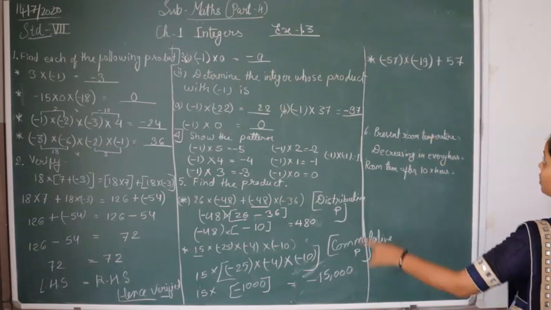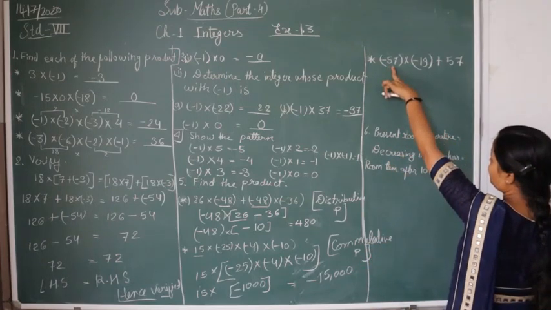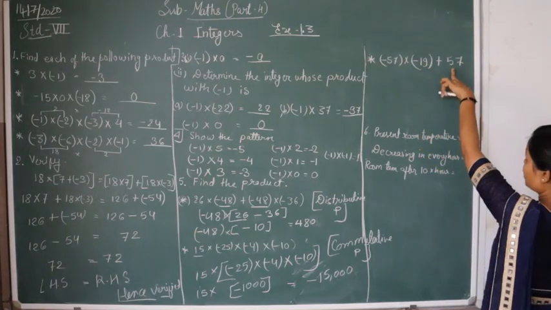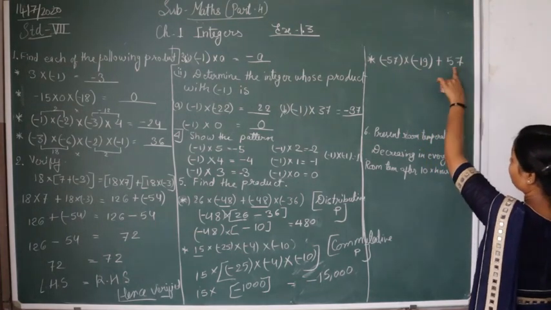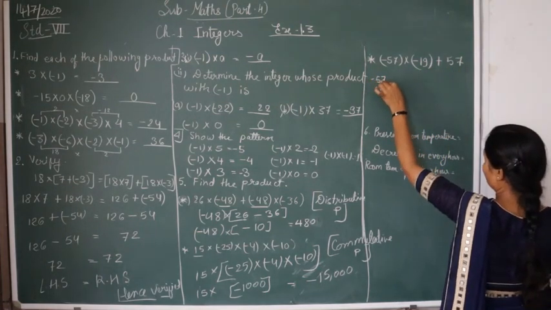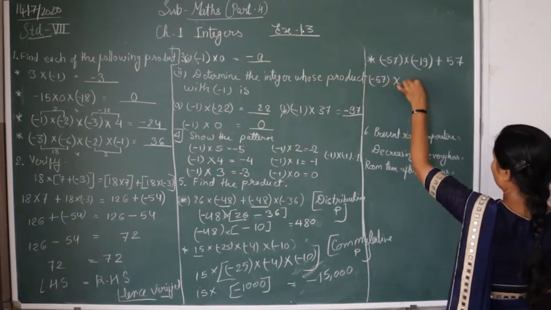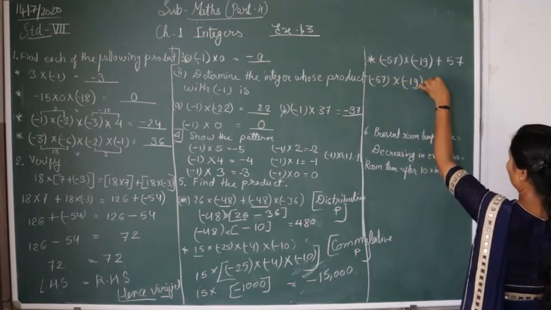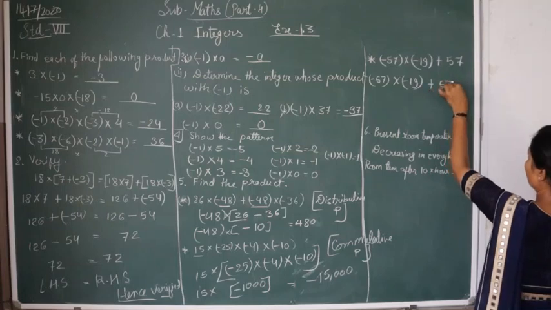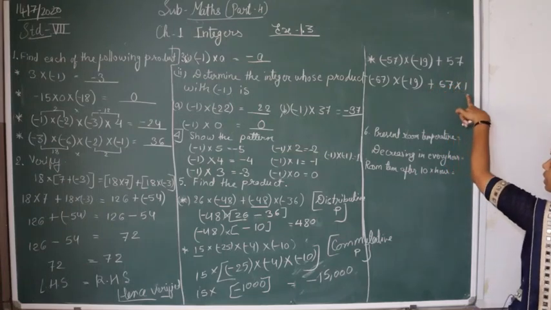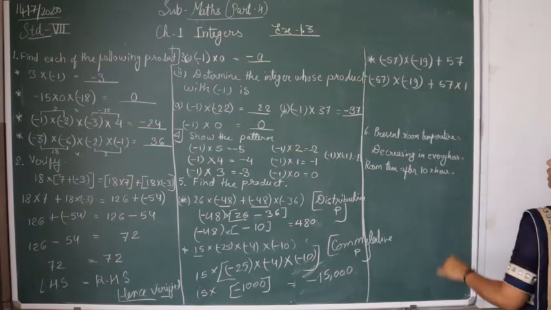Okay, next one. Look at here. There is minus 57 and there is 57. So firstly we will simplify it. I write here 57 multiplied by 1. When we multiply this, we get the number itself. That's why I write like this.